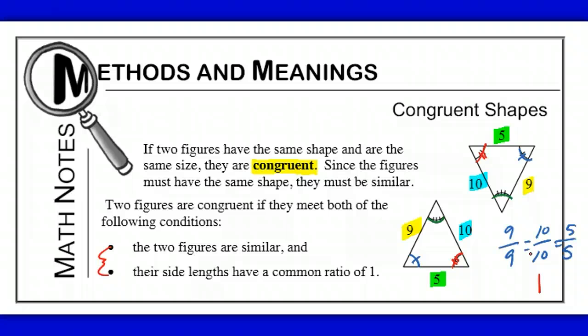So this is where we're going to be developing now from similarities. We're going to start talking about congruent shapes. And can I say that these two shapes are exactly identical based upon their scale factors?